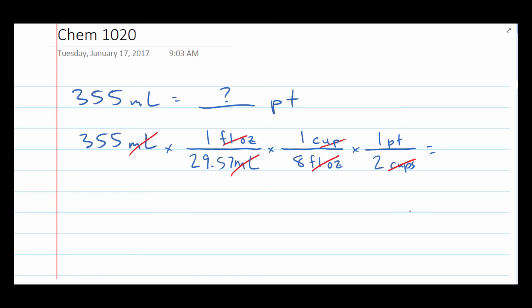So if I put this in my calculator, and I'll show this to you here as I enter it in, I'm going to take 355 divided by 29.57 divided by 8 and divided by 2. When I do that, I come up with 0.7503, etc. And how many significant figures did we want in this? 3. So 3 significant figures, I'd round this off to 0.750. 0.750 pints. And that would be the answer.